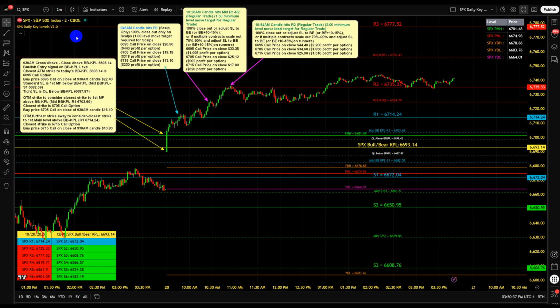However, there are people that do use this indicator for iron condors, for butterflies, and for other types of strategies. And for those types of strategies, you might find it more useful to use it on a different time frame, such as 5-minute, 10-minute, 15-minute, or even a 30-minute, depending on what kind of strategy you're employing.